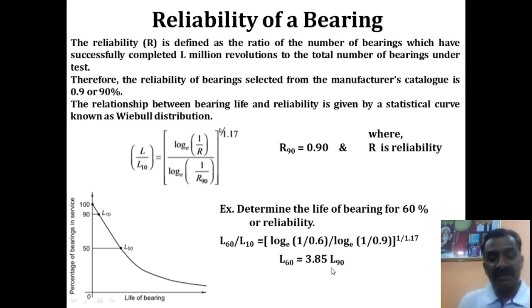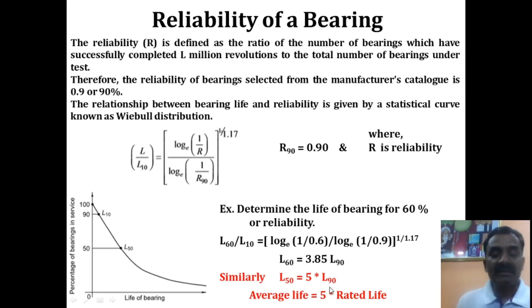On the same line, if you substitute the values for 50% reliability, L50 will generally be 5 times that of L90. We have seen that L90 life is also called the rated life and L50 is called the average life, and therefore the average life of the bearing is generally 5 times the rated life. So here also you can see that.